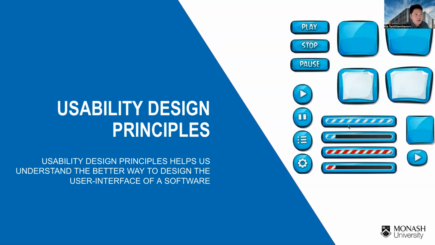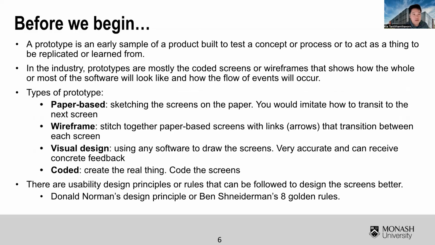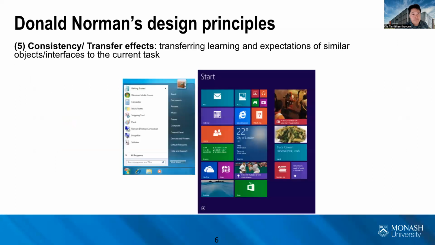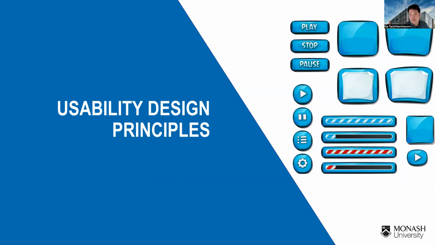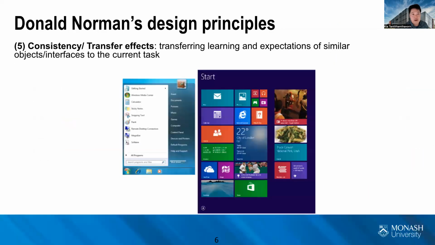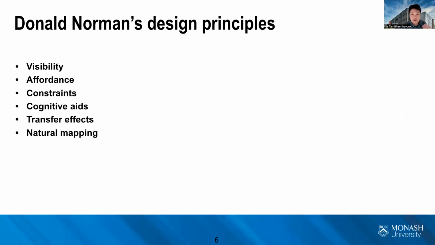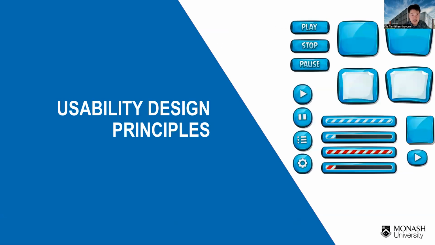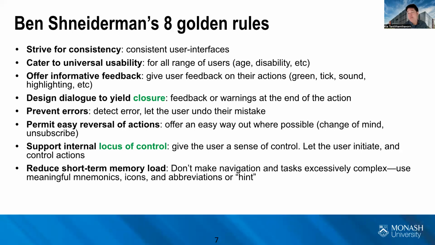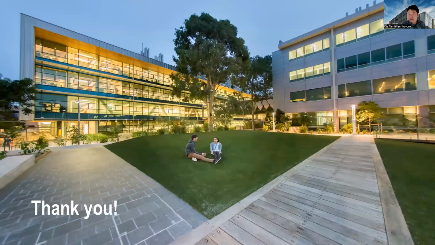Right. And usability design principles. I'm aware of time, so maybe you can watch or review the slides later. This is more about usability principles. There are two main sets, by Donald Norman and Ben Shneiderman's eight golden rules. But because this is a software engineering unit, not a usability design unit, we will not focus on this, but we will talk about other things later in the unit.